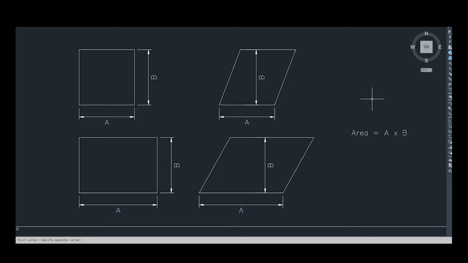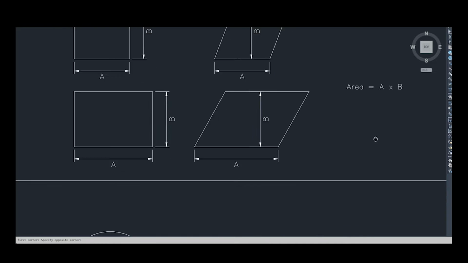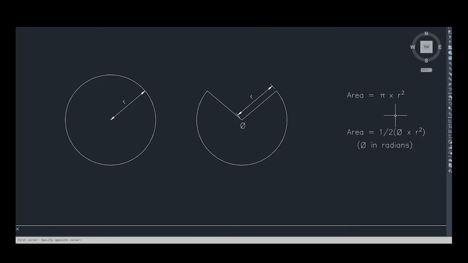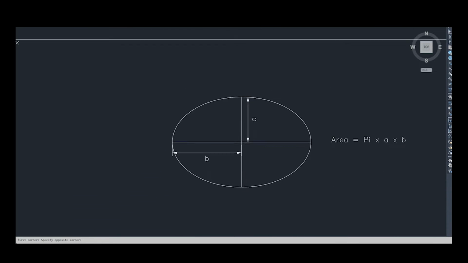Civil engineers are pretty basic and lazy, for the most part. We consider all quadrilaterals the same. So the area of a quadrilateral is A times B, be it a square, rectangle, rhombus, or parallelogram. For a full circle, we use pi r squared, like everybody else. We often have circles that are not full circles. In that case, we use half theta times r squared, theta being in radians, and that will give us the area of the part circle.